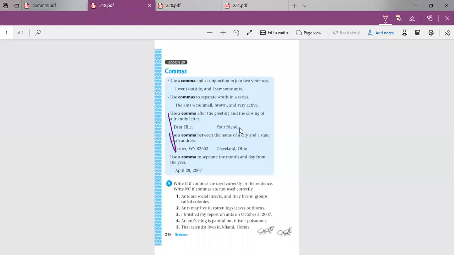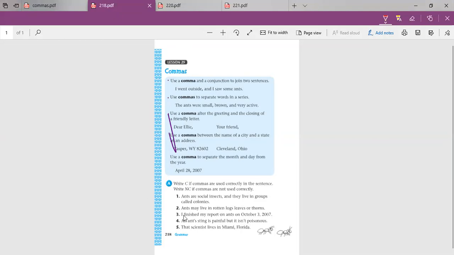The last rule that we did just now: use a comma between the name of the city and the state or the address. When I'm talking about my place, my city, I will simply use commas to separate each word. And the last one, we are going to use the comma to separate month and date from the year. So these are the 5 rules. You can write here 1, 2, 3, 4, 5.